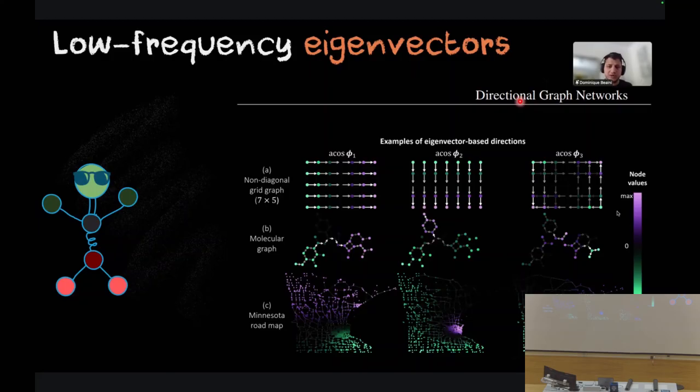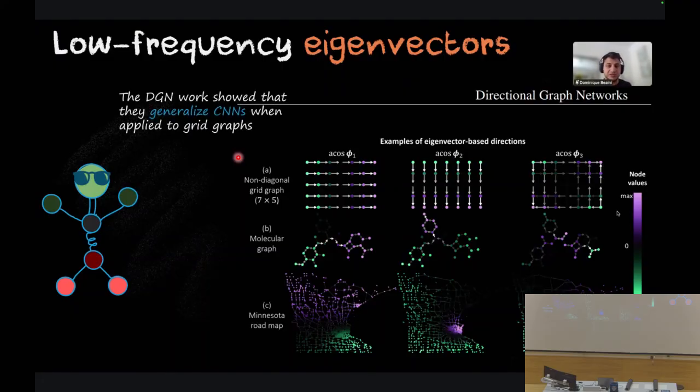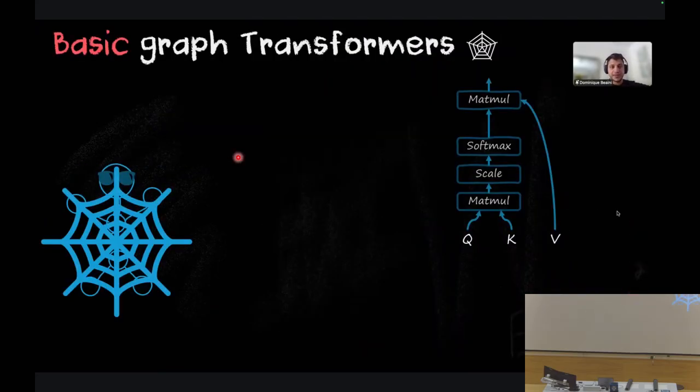So they're very natural ways of encoding positions. And we've shown in the directional graph network paper that we published that, on different kinds of graphs, these eigenvectors make a lot of intuitive sense to be used as positional encoding. This was the first work that showed that a graph neural network can generalize a convolutional neural network when we have the right set of features.